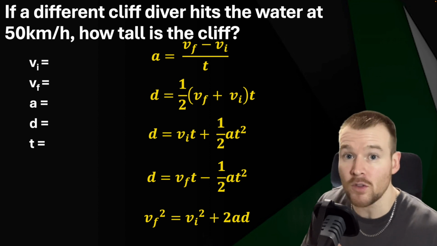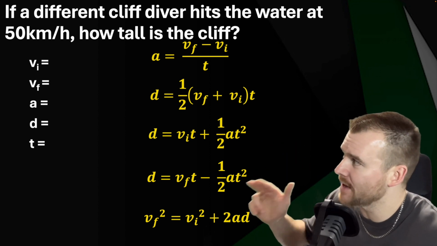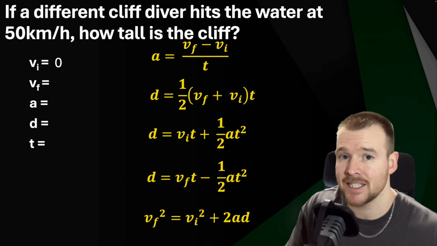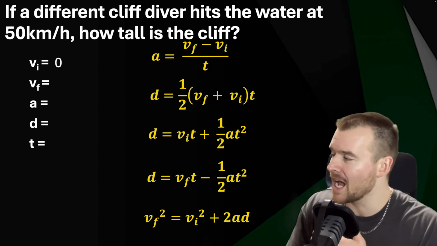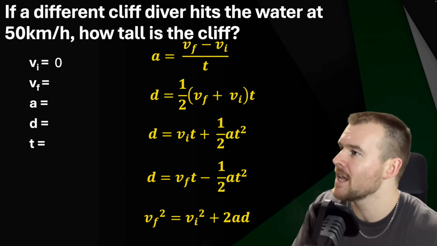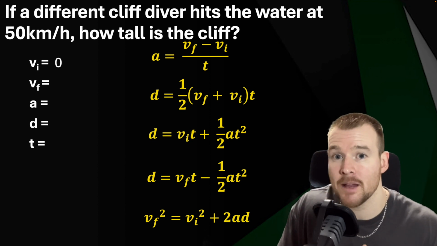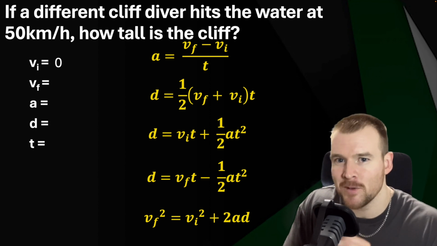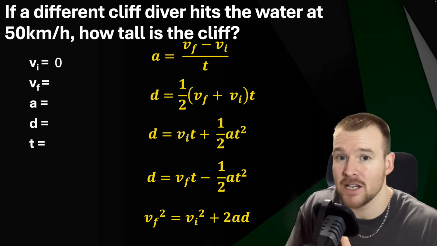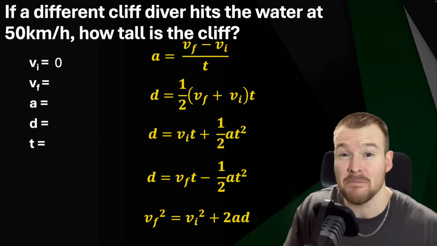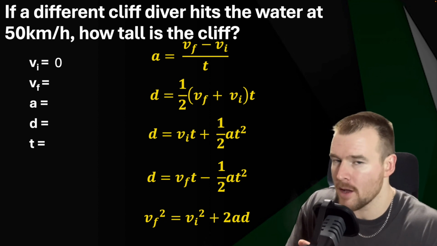kilometers per hour. Well, our same process lists VI, VF, A, T, and D. And VI is still going to be 0, not jumping up really high, basically just falling off the cliff. VF is 50 kilometers per hour. However, I'm not actually going to put the number 50 because units are important. My acceleration in meters per second squared means I need meters and seconds for this. So not kilometers an hour.